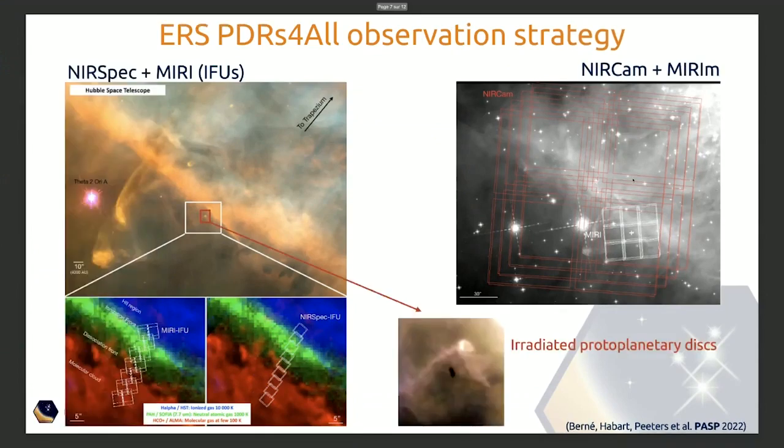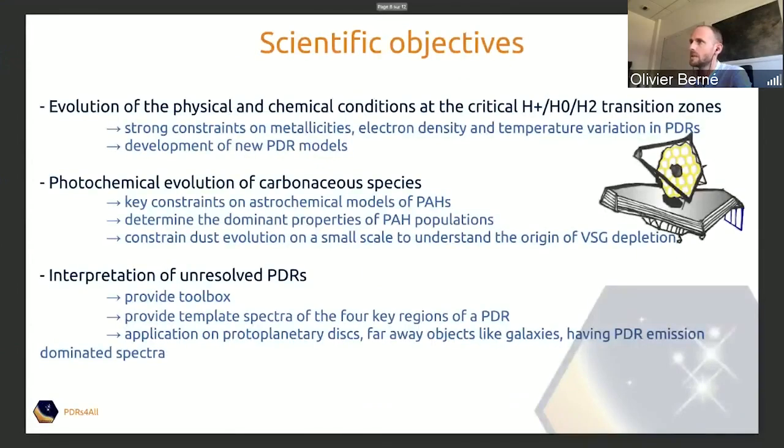Okay, so this is just a small note that in addition to the physical structure of the cloud, in this region we will also observe two protoplanetary disks, irradiated protoplanetary disks, which are found inside the Orion bar. The scientific objectives of the project are multiple, so I will not go through all the details.